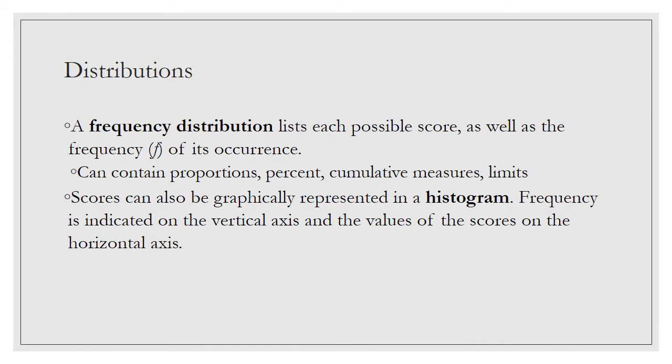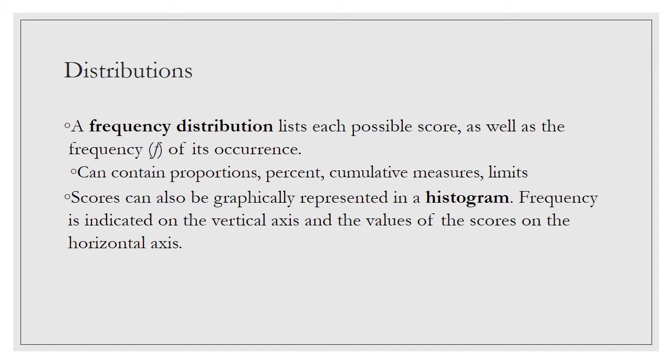A frequency distribution gives us a little bit of a shortcut. It lists each possible score as well as the frequency. We'll define that as lowercase f of its occurrence. So we have scores that are possible and then the occurrences.